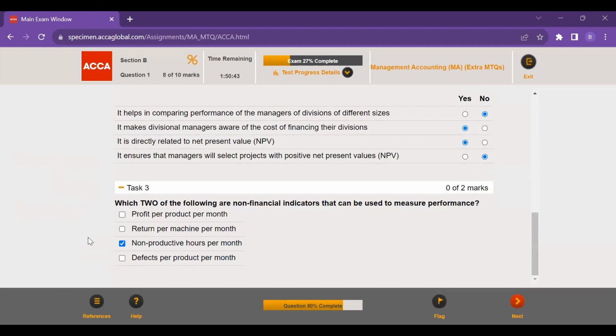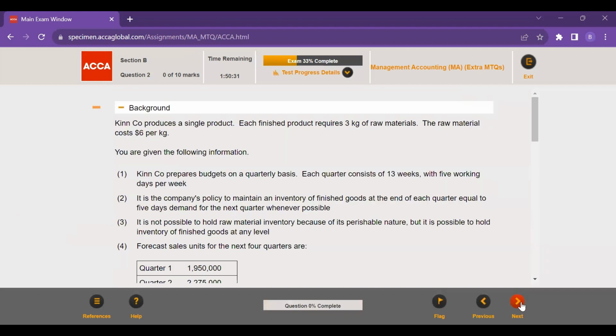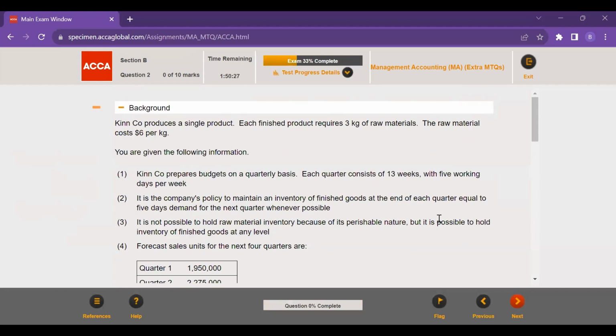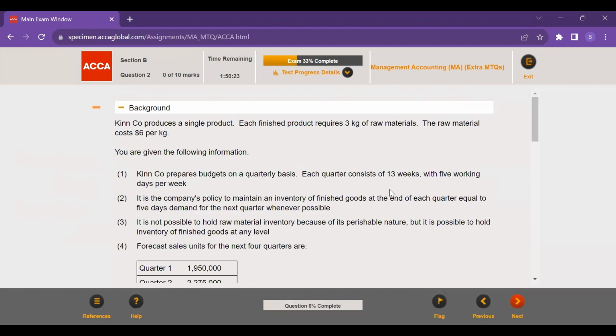Now, defects per product per month is again something which is of a qualitative nature. It tells you about the quality of your product. So that is why this is also a non-financial indicator. Now let's have a look at the second question. We are done with the first question now. So with regards to the second question, we have a background and we do have 5 tasks over here.